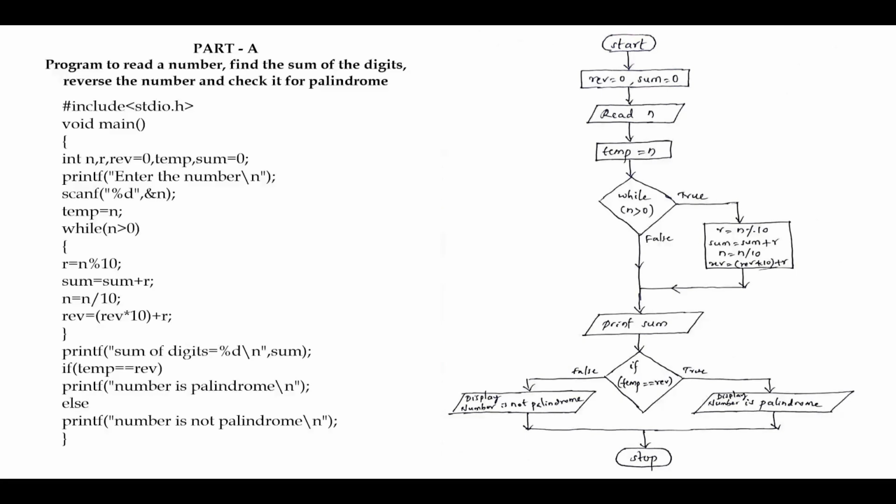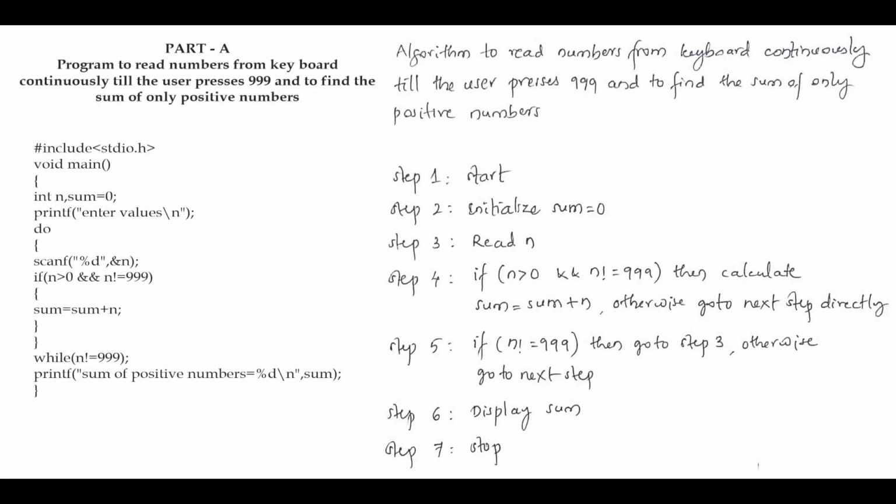Okay, now we will move to the next program, that is a program to read numbers from the keyboard continuously till the user presses triple line and to find the sum of only positive numbers. Okay, on the left side we have a program where we have initialized sum is equal to 0, and we are going to enter the numbers repeatedly.